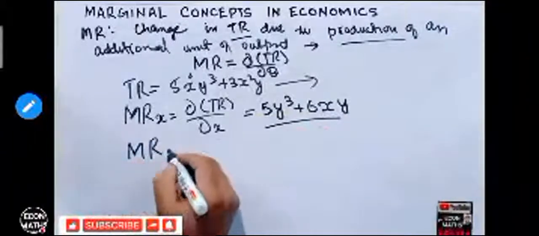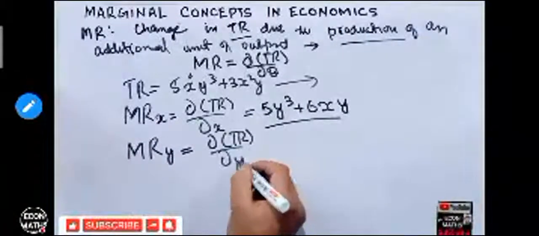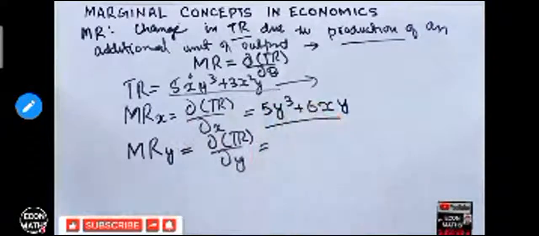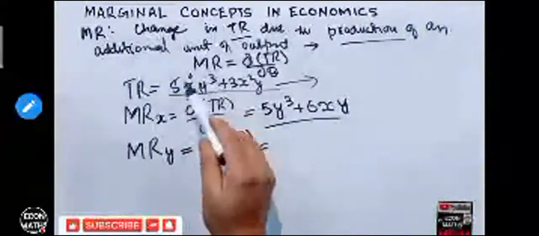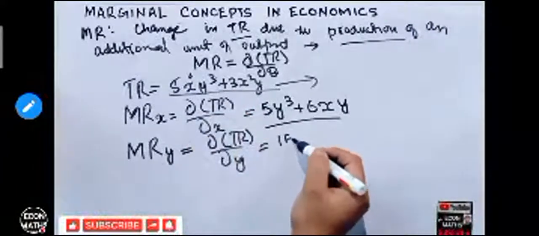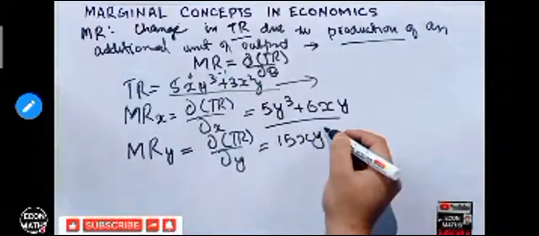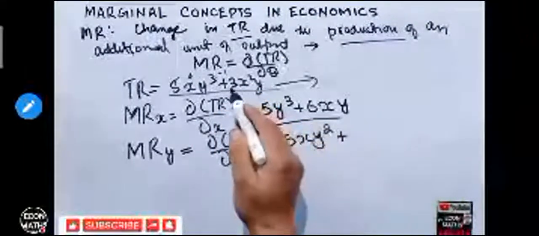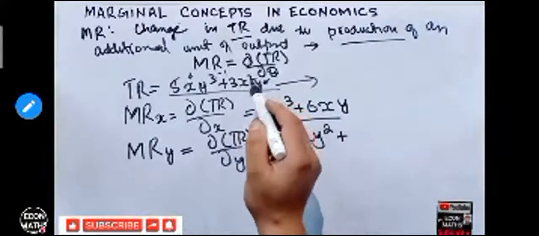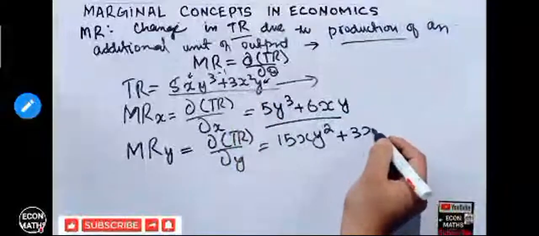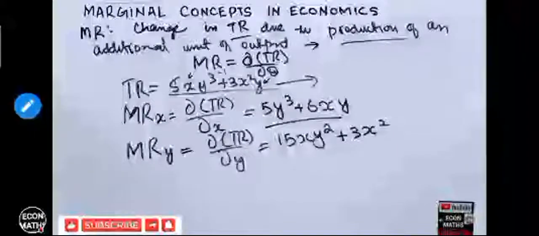Similarly, the marginal revenue of product Y is simply dTR divided by dy, with respect to y. We differentiate this function. This 3 becomes the coefficient, 3 5s are 15, x, y. This 3 is subtracted by 1, so this becomes y square, plus 3x square. This is how we find the marginal revenues.